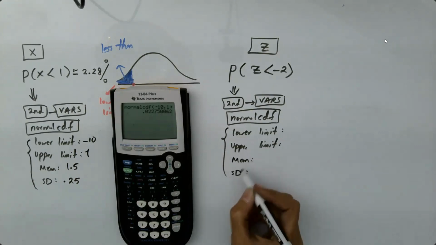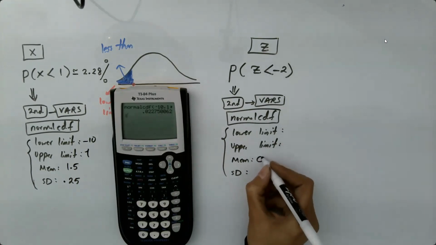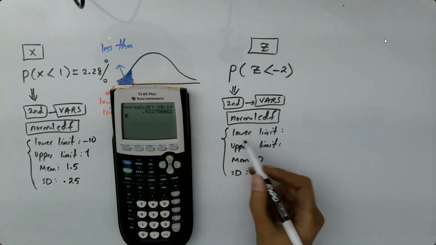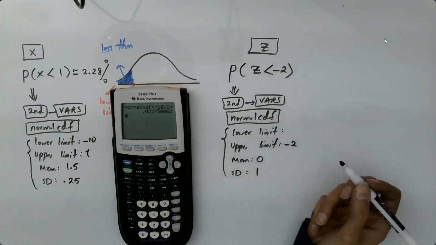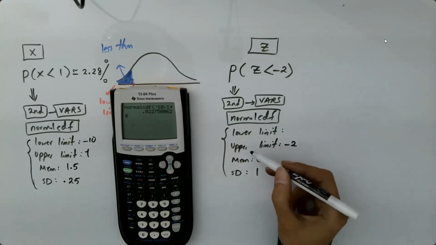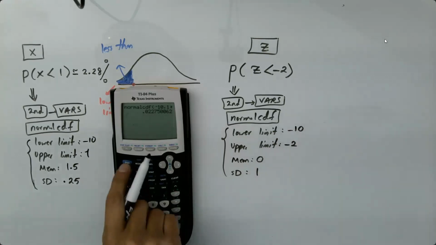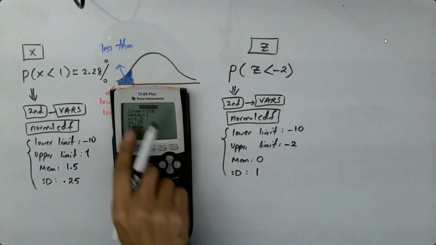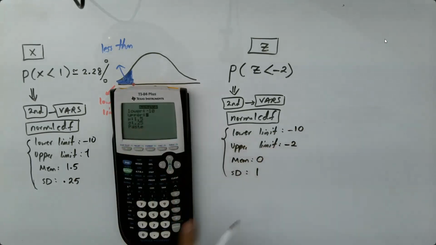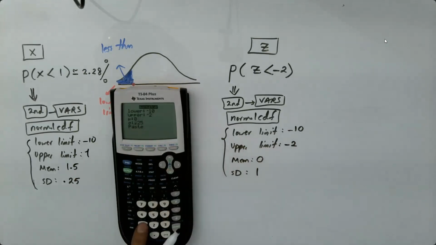We just showed that the mean and standard deviation for a standard normal distribution is 0 and 1. The upper limit is -2. The lower limit, just use a very small number, which is smaller than -2. It's going to be, for example, -10, -100. So second vars, normal CDF, the lower limit, let's leave it as -10. The upper limit is -2. The mean is 0, standard deviation is 1. Now let's do the calculation.